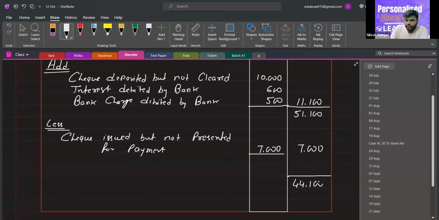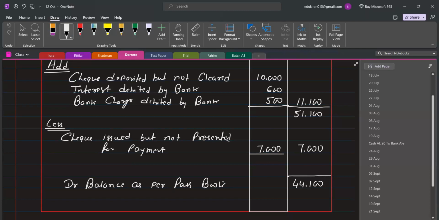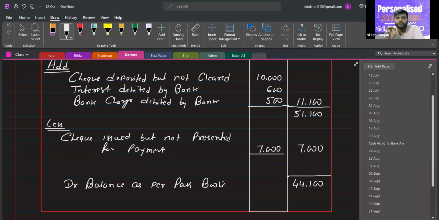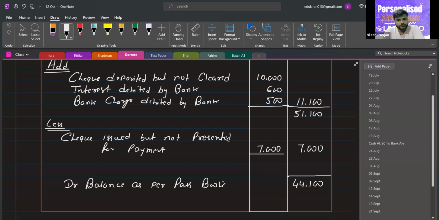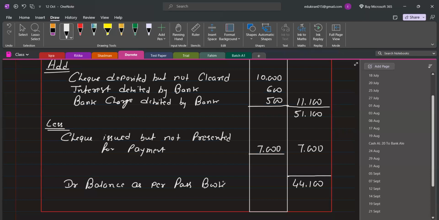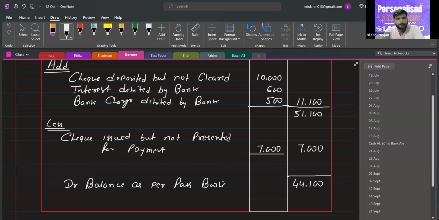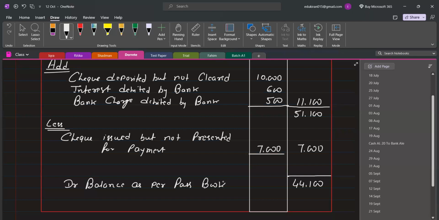And it will be 44,100. This is the debit balance as per passbook. You understood the concept? Yes, sir. So how many methods are there to solve the overdraft balance portion? Two methods. The first one is the normal method, which is overdrafting it normally.